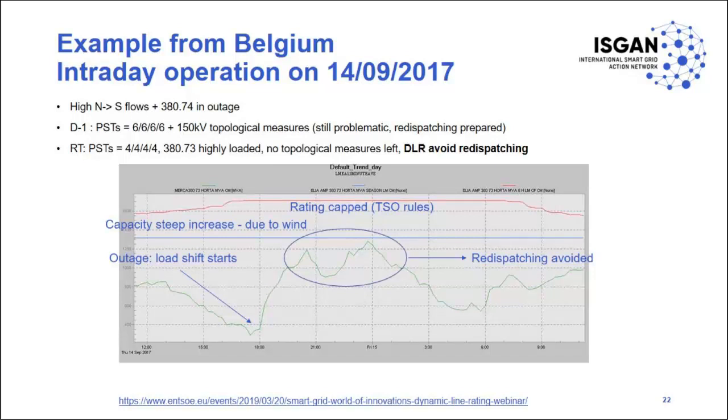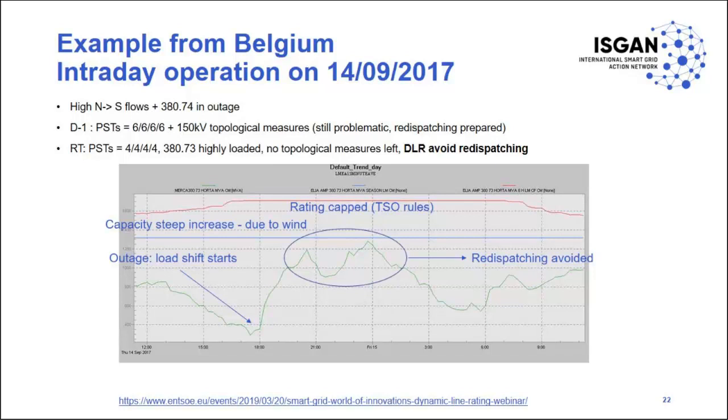Elia swiftly updated the expected power flow calculations for the critical evening peak, and the result was still quite tight, but manageable. The topological measures set in place the day before stayed as they were, but the phase-shifting transformers didn't have to be tapped as high as anticipated. The tapping was set to 4 instead of 6. The resulting power flow is shown in the figure as the green curve.